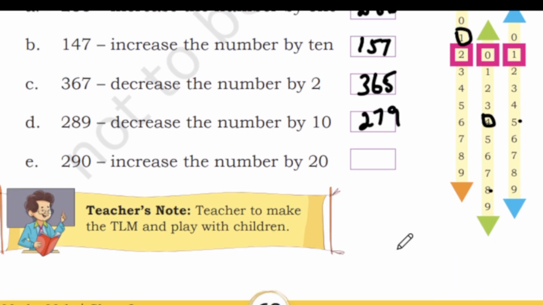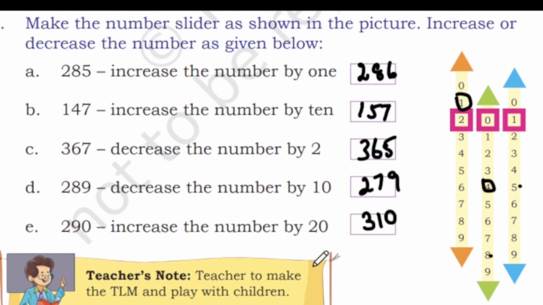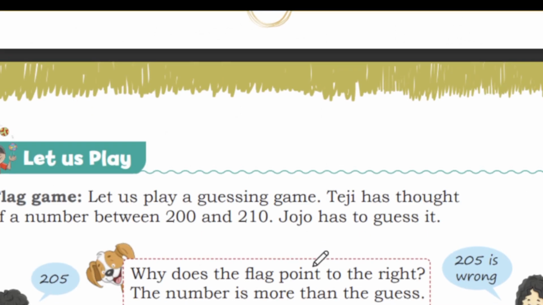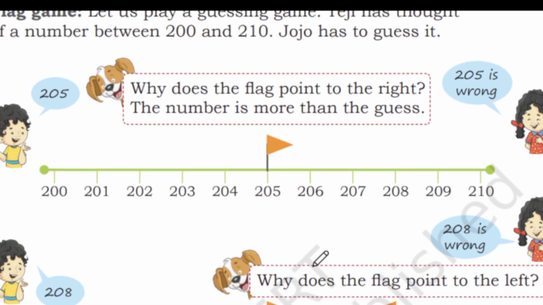Next one, 290, increase the number by 20. So 290 plus 20 is 310. This one is an easy one, and this is also an important question. Okay, so next one.